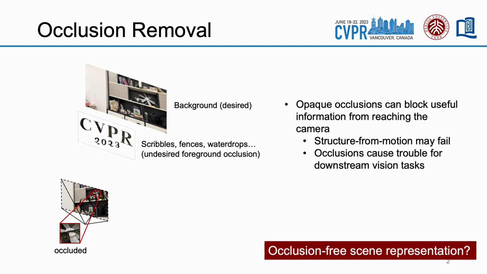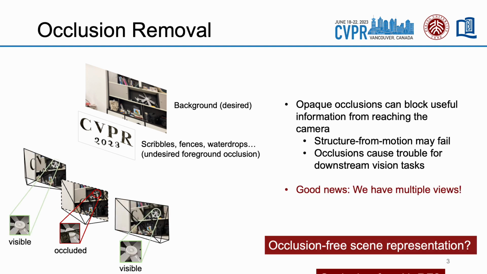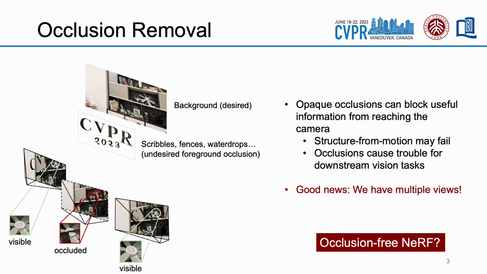Structure from motion may also fail in scenes with occlusions, since the features in the images may not match due to their being blocked in some of the views. That makes obtaining an occlusion-free scene representation prominent and challenging, which is the goal of our paper. With multiple viewpoints, we can aggregate an occlusion-free neural radiance field, due to the fact that an object may be visible in some of the input views.